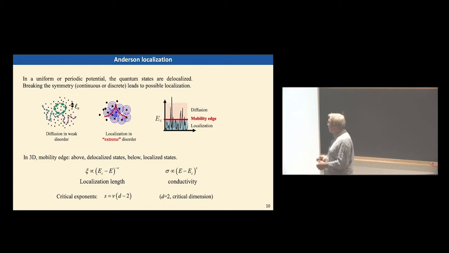And when you are above the mobility edge, you have conducting states, so you can assess the conductance of your system. The conductivity of your system decreases when you go near the mobility edge, also with a power law. And these are known relations.